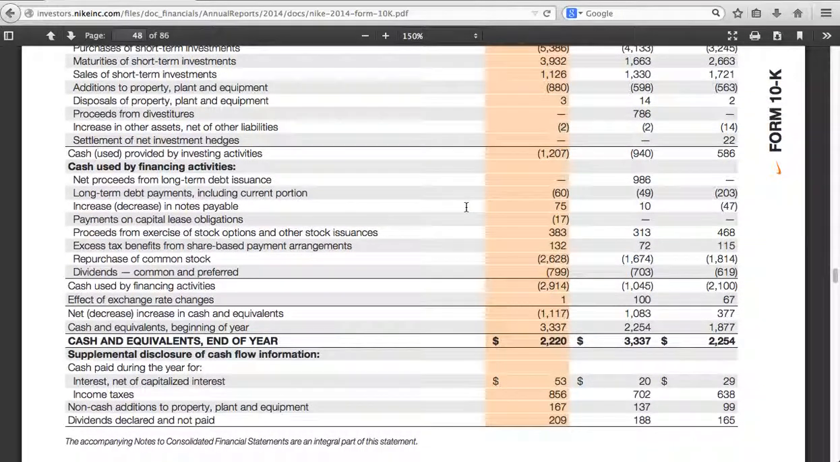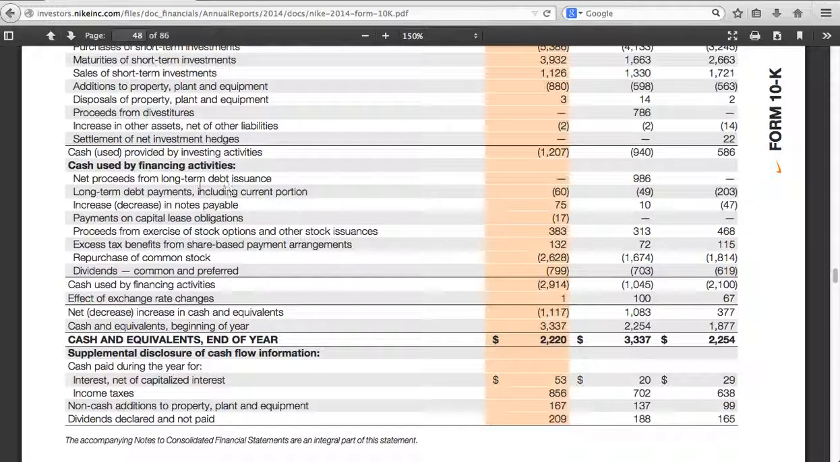The final category in our cash flow statement is called cash used by or provided by financing activities. Essentially, a financing activity is anything that has to do with our dealings with creditors or with the owners of the company. So that could include borrowing money, paying back money. It could include issuing a dividend, selling stock, or buying back stock. As we can see here, Nike had a cash outflow of nearly $3 billion in financing activities, and the majority of that came from Nike buying back their own stock and paying dividends.